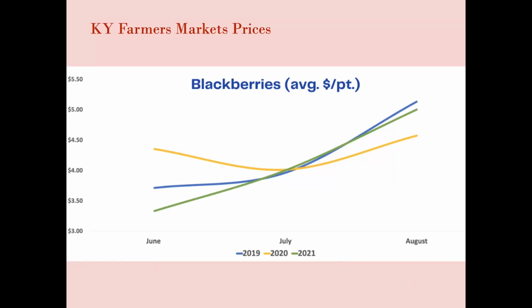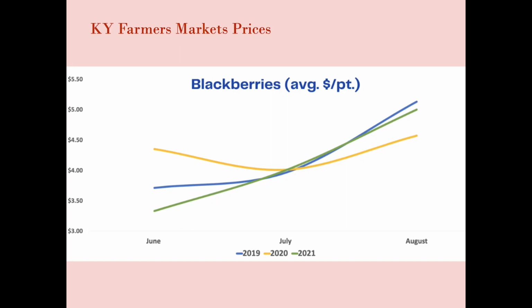Remember, what's that going rate? For blackberries, for instance, this is a per pint price at Kentucky farmers markets. You can see over the course of the season these three differences. The yellow line is 2020. For most of these things, this is going to be our outlier. And in this case, it is very different.